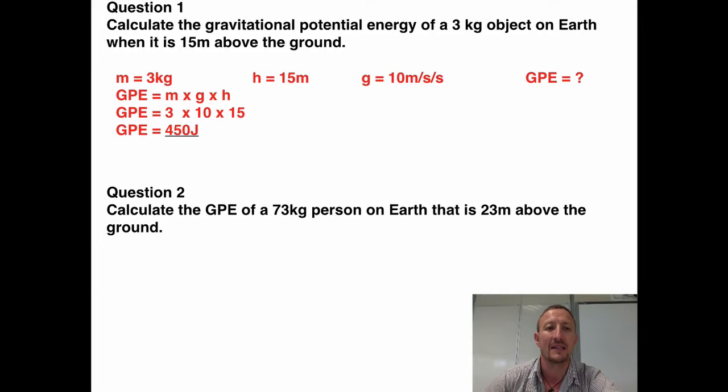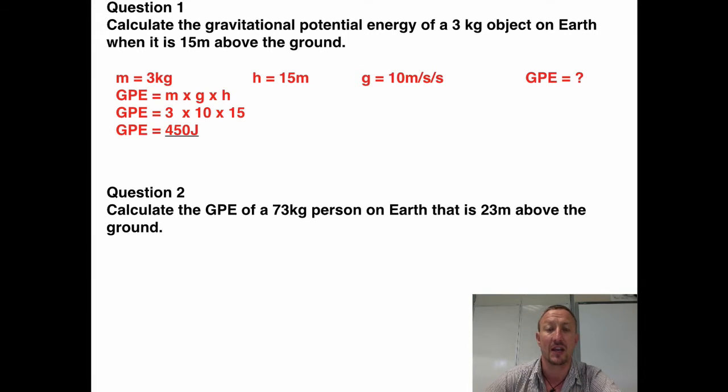So the fact it says it's on the planet Earth means that the acceleration due to gravity will always be 10 meters per second, as I said earlier. Okay, so let's write down what we know. Mass is 3 kilograms, height is 15 meters, gravitational acceleration is 10 meters per second. We're finding GPE. We write down the formula, mgh, and then substitute in for mass, gravity, and height. So it's 3 times 10 times 15. Gives us 450 joules when we raise a 3 kilogram object 15 meters above the ground.